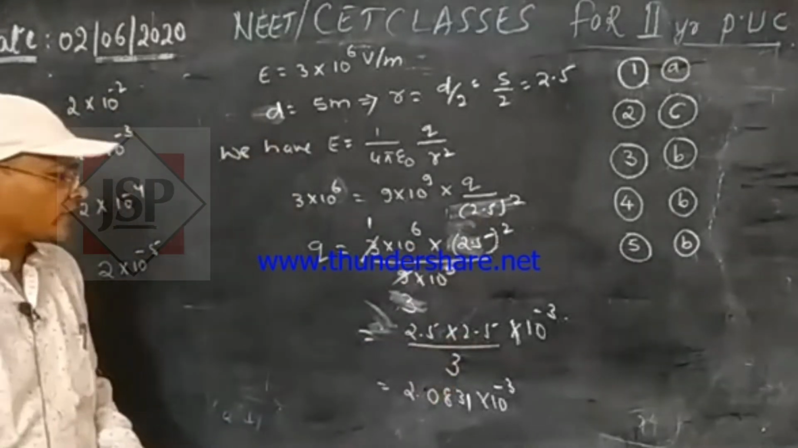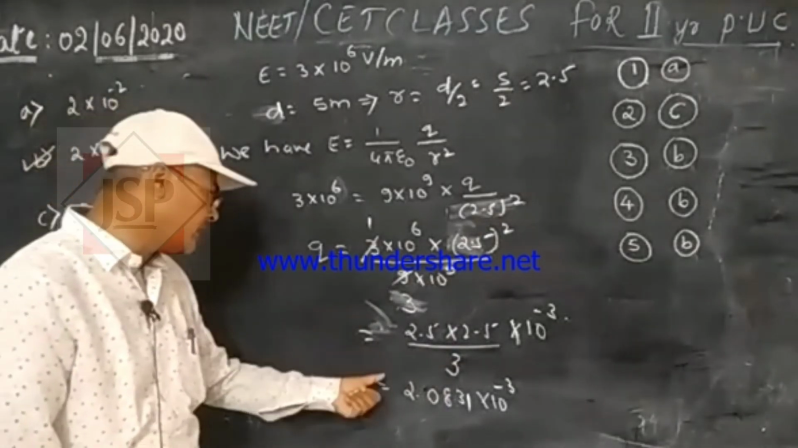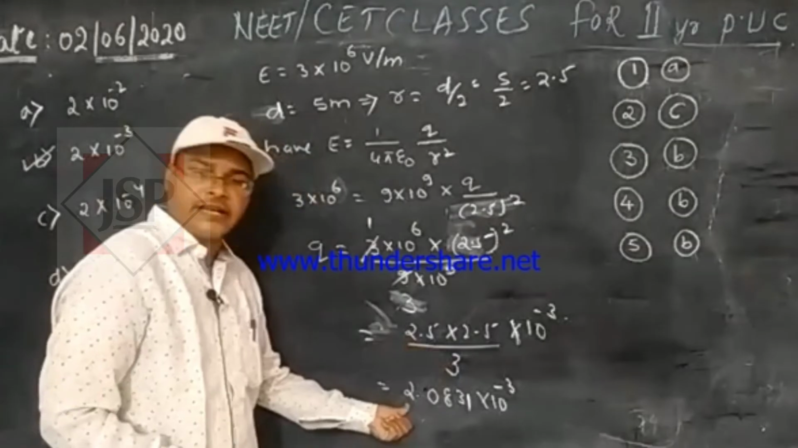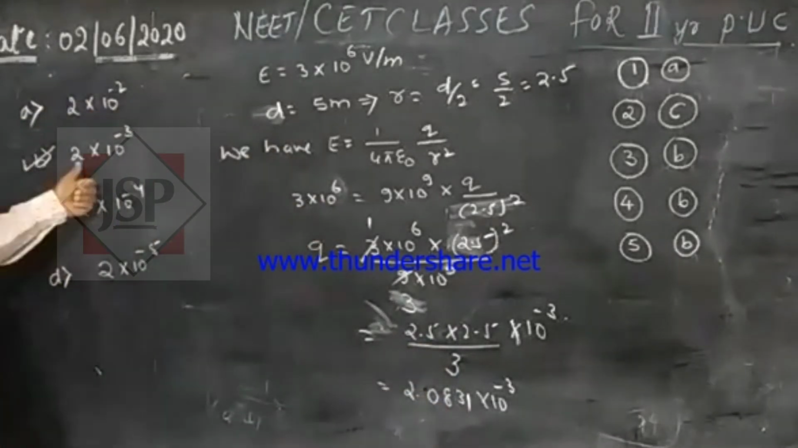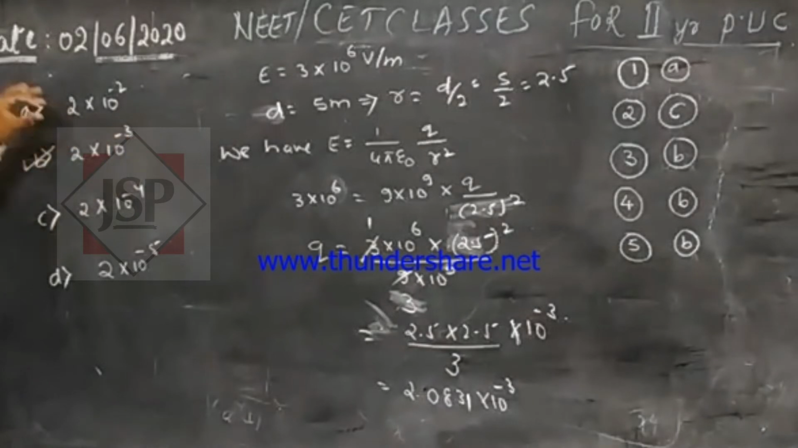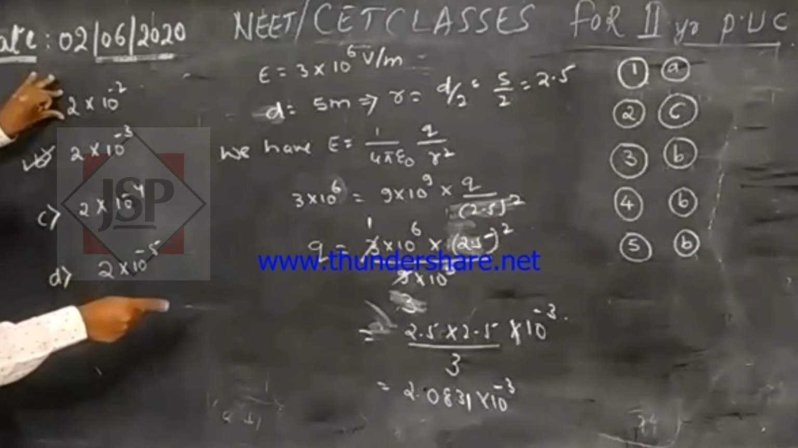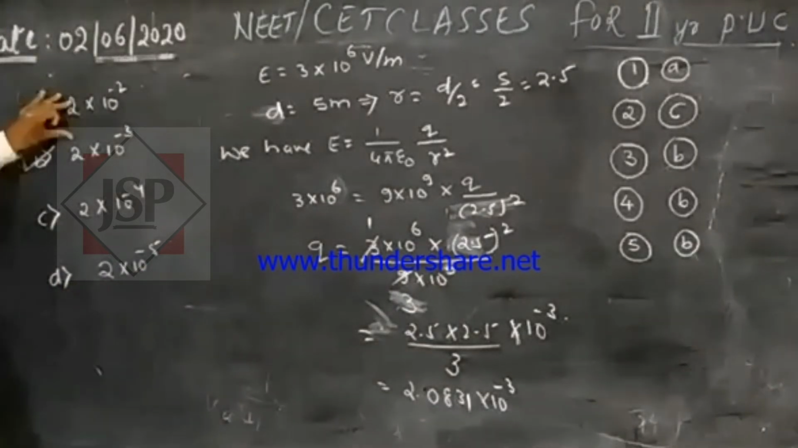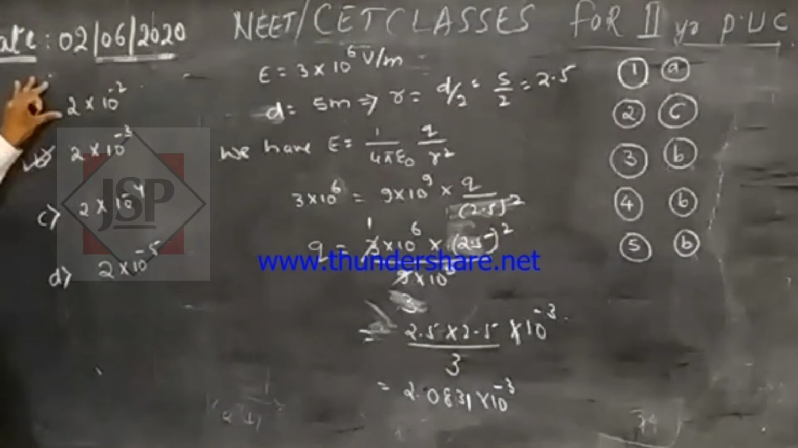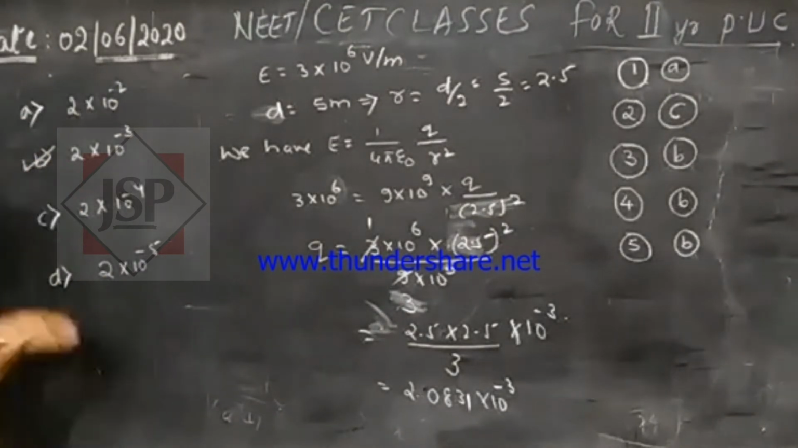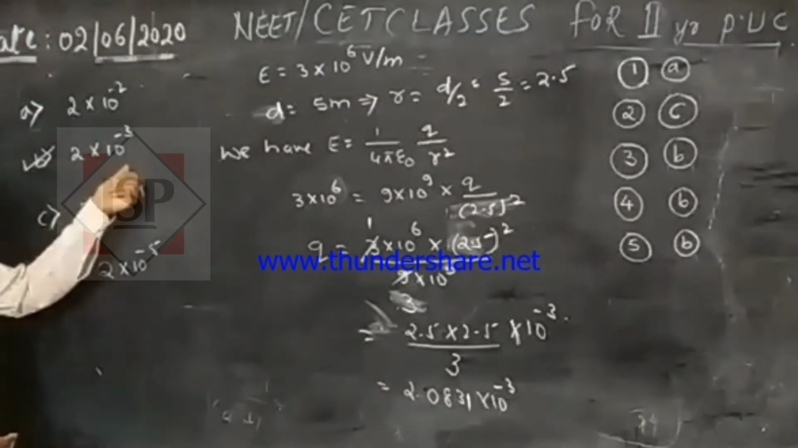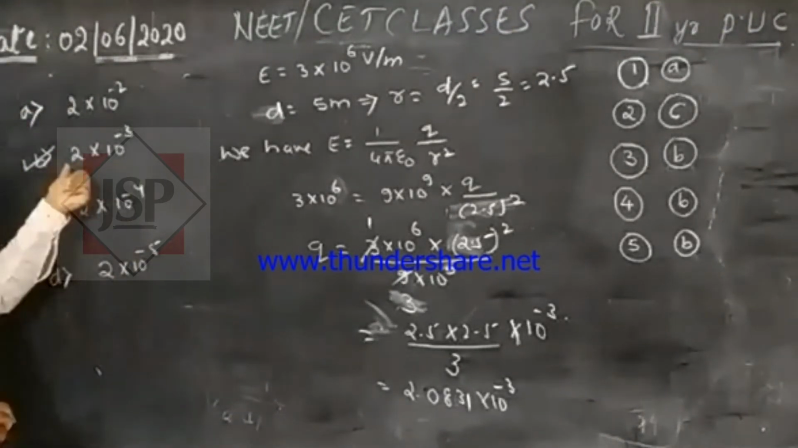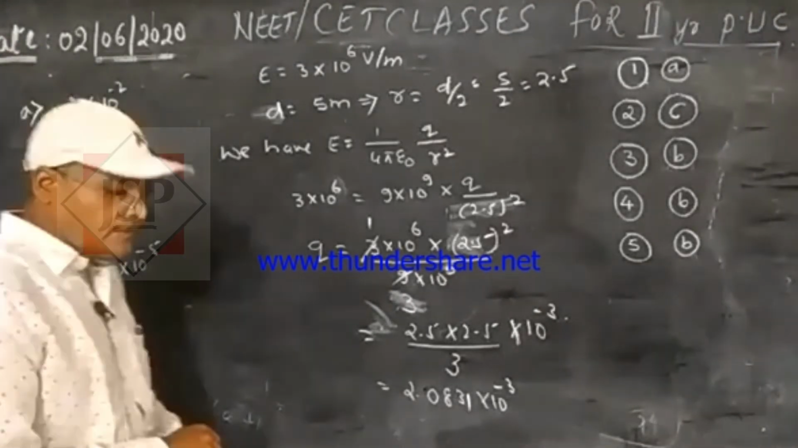So 2.5 squared is 6.25, normally you can take 25 by 3. It has a decimal point, and the answer we are getting is 2.083. It's nearly 2 into 10 to the power of minus 3. So now you see the options. The answer we are getting is 2.083, but it is not given; 2 is given. So if the exact answer is not given, you shouldn't think that it's wrong. You have to take the nearest value. Okay, so 2 into 10 to the power of minus 3 is the answer.